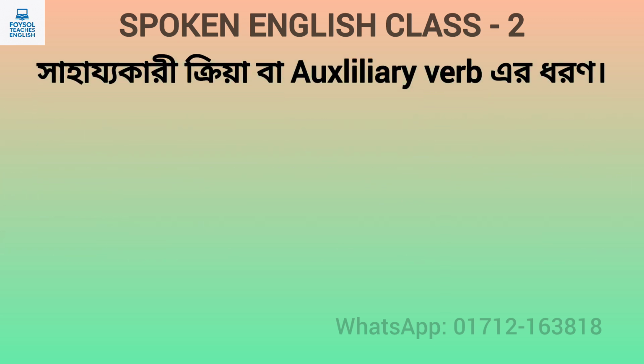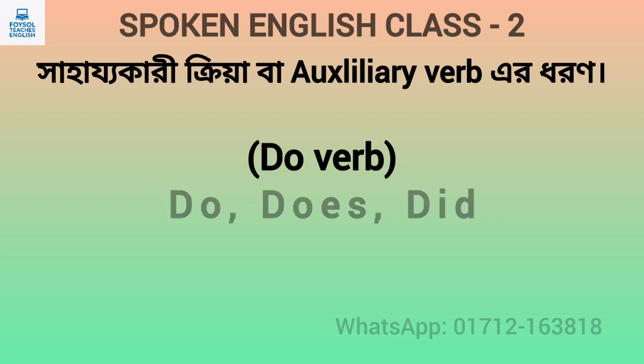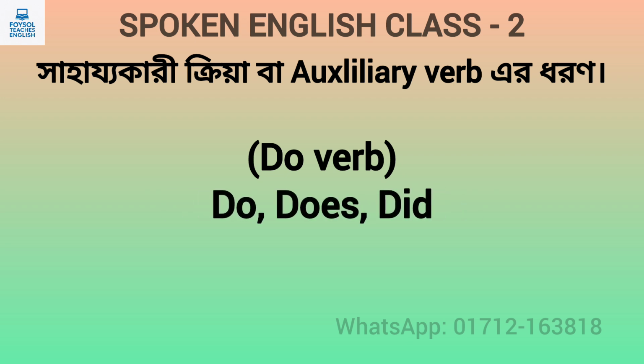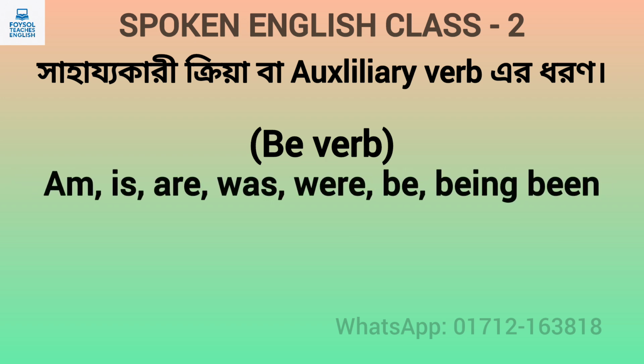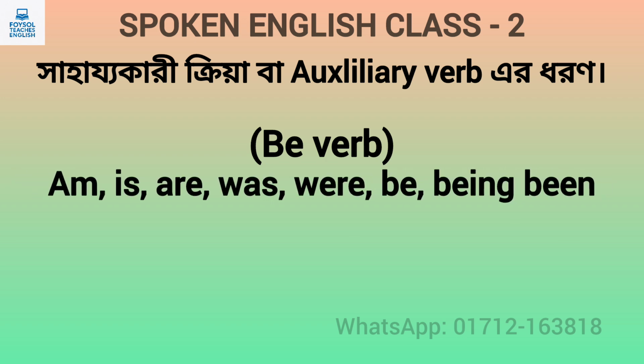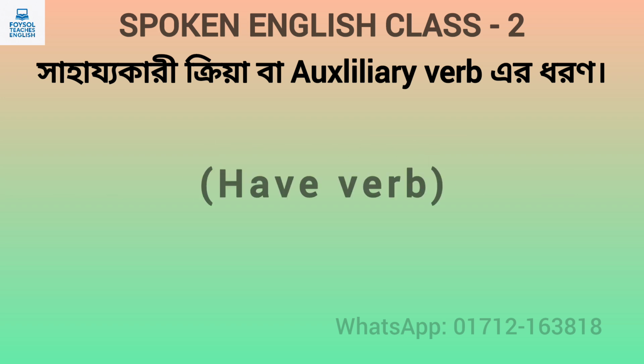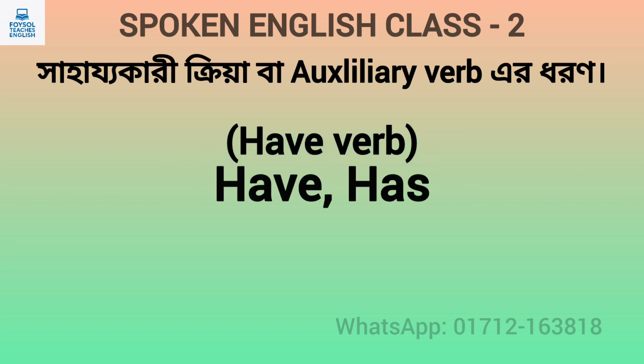Types of auxiliary verbs: Do verb: do, does, did. Be verb: am, is, are, was, were, be, being, been. Have verb: have, has.